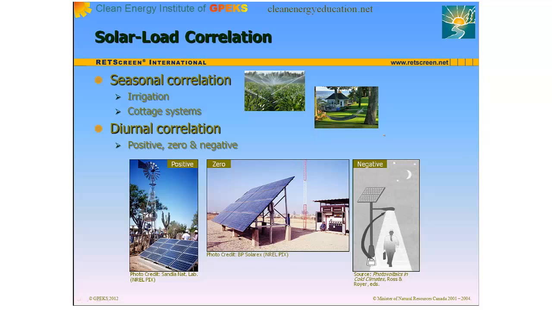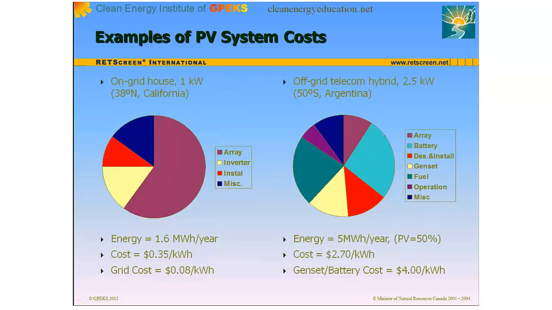Diurnal solar load correlation can be positive, negative, or zero. Positive correlation occurs when power does not need to be stored in a battery in order to meet the load. This photo of a photovoltaic water pumping system shows one example. Nighttime loads, such as lights, exhibit negative solar load correlation. Zero solar load correlation arises when a load requires the same amount of power, on average, regardless of whether or not it is sunny. A telecom or monitoring station may be an example of this.